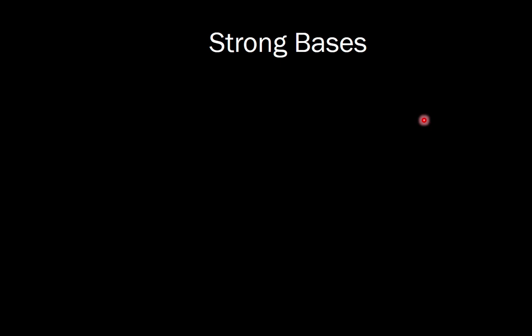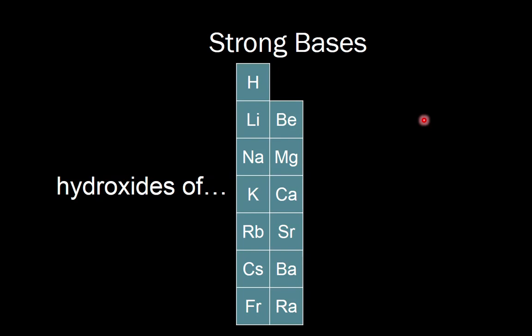The way you tell if you have a strong base is if you have hydroxide attached to one of the elements that is in the first two groups on the periodic table. So for example, if we have sodium with hydroxide, so sodium hydroxide is considered a strong base. Magnesium hydroxide is another strong base, and so on. So that pattern continues for these elements in general.